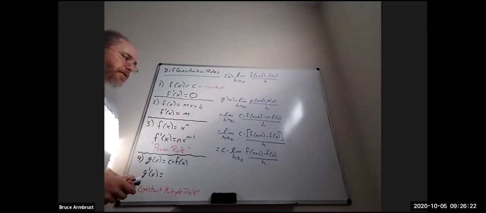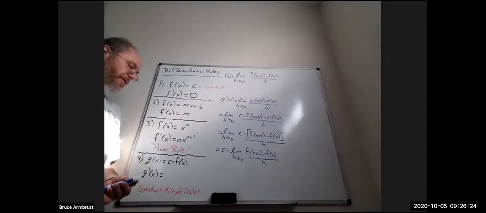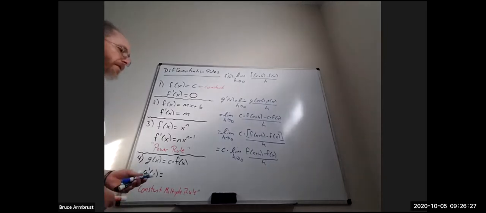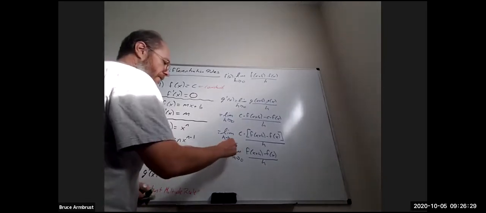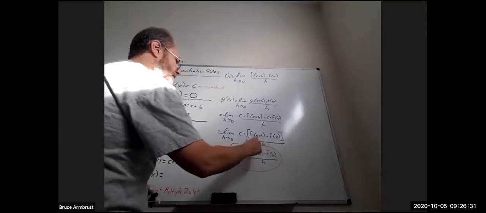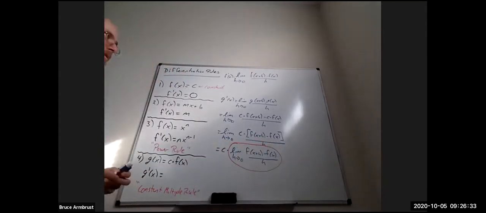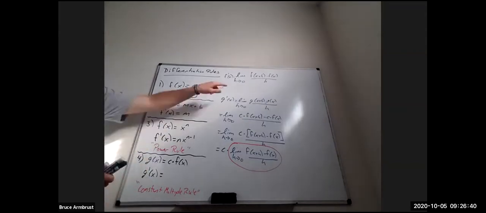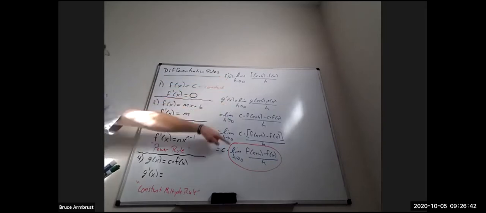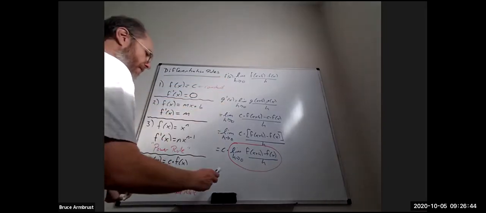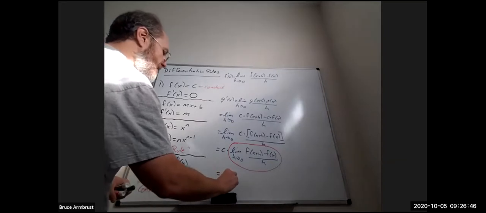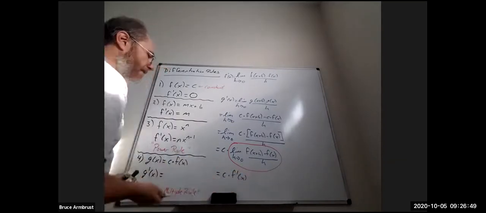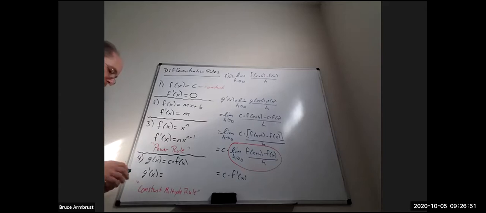All right, so we're here, and it's about this point you go, yay, so what? Well, the so what is, look at this limit. We know what that is. That's just f prime, right? Look back at the top here. That's just the definition of f prime. So this is c times f prime of x. And that there is the constant multiple rule.